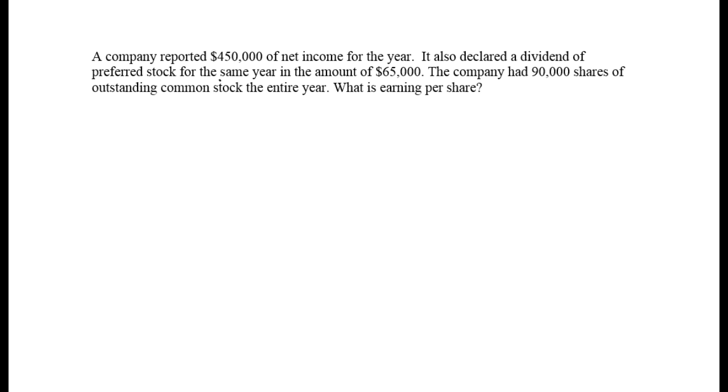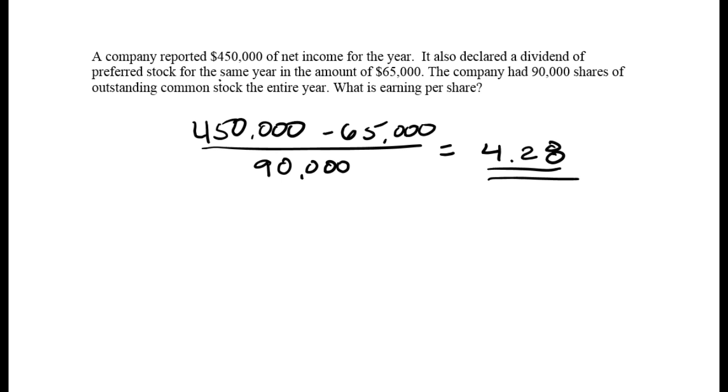Net income is $450,000. A declared dividend to preferred shareholders is $65,000, and the company has 90,000 shares of stock outstanding the whole year. What's earnings per share? It's a simple calculation in our first example. Net income of $450,000 minus preferred dividends of $65,000 divided by the 90,000 shares outstanding equals earnings per share of $4.28.